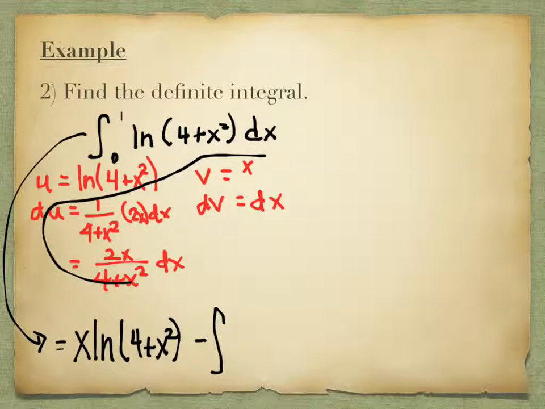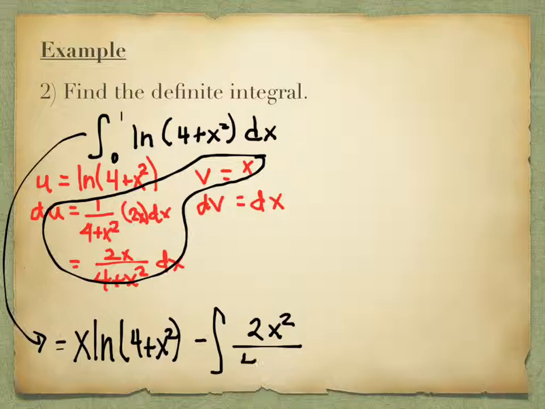So these two. Right? So I'm going to take those two pieces and I'm going to multiply them after this integral. So what's that going to give me if I sort of combine those together with multiplication? Good. 2x squared over 4 plus x squared dx. Now what?